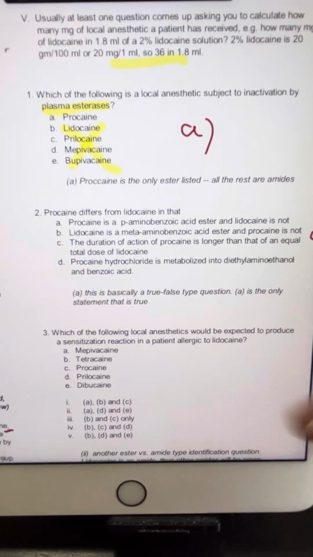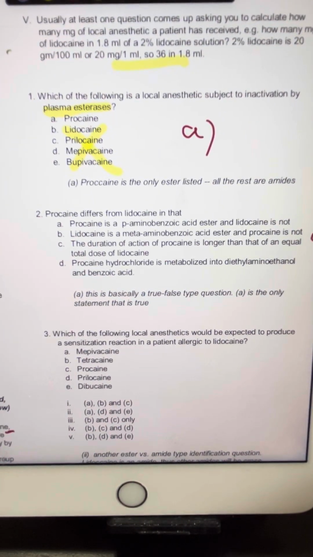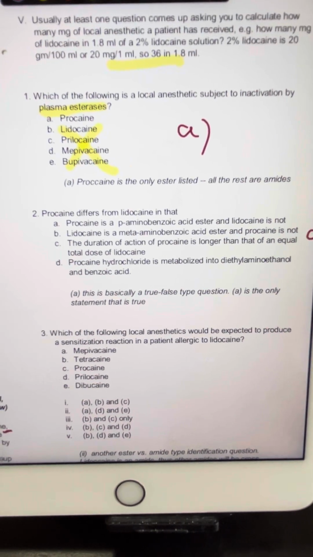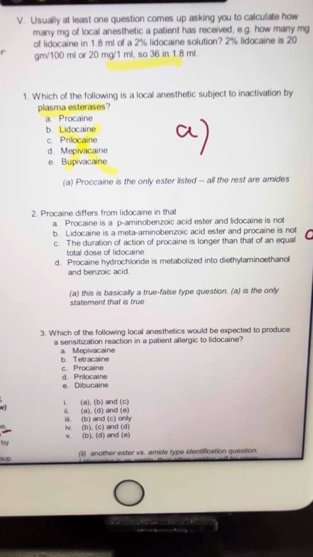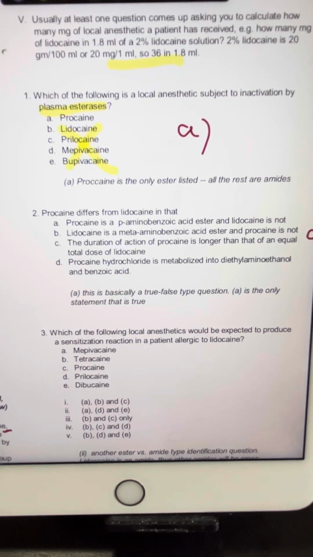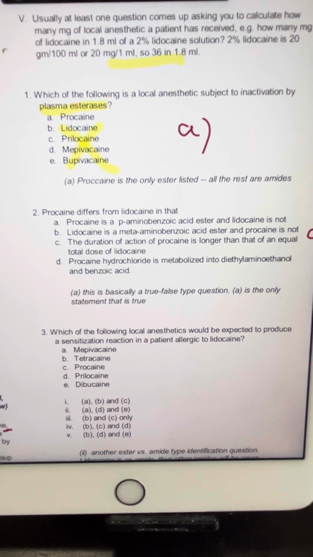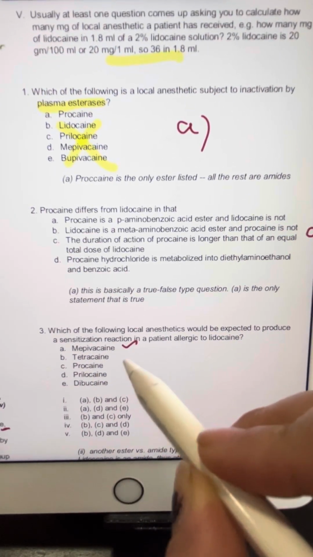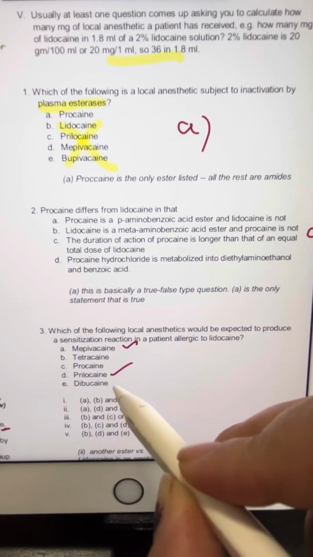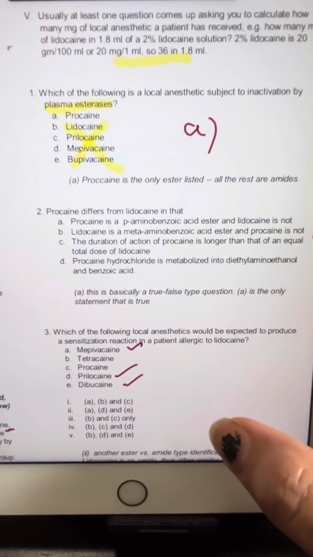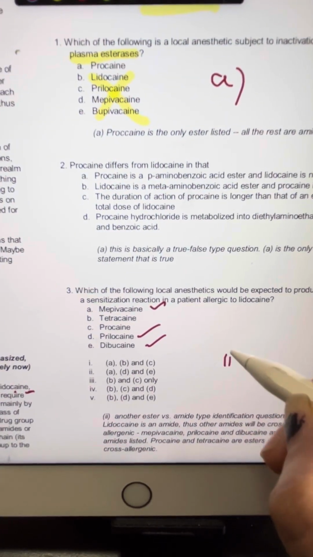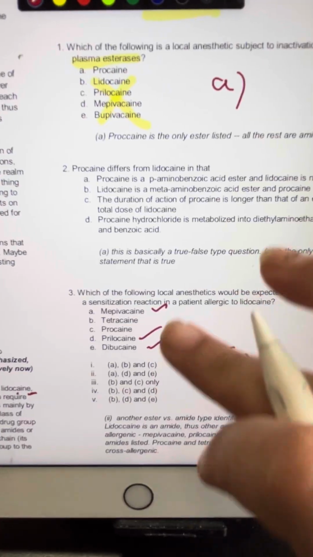Next one, which of the following local anesthetics would be expected to produce a sensitization reaction in a patient allergic to lidocaine? For this question also you must know that the cross allergy will be the same. So if lidocaine is an ester or amide, the other one should be like that. Lidocaine is the amide, so we have to look for the amides. Remember again, we have I and caine, then we have prilocaine. So let's see which has the A, D and E option. That is number 2. This is how you're going to solve this type of question.